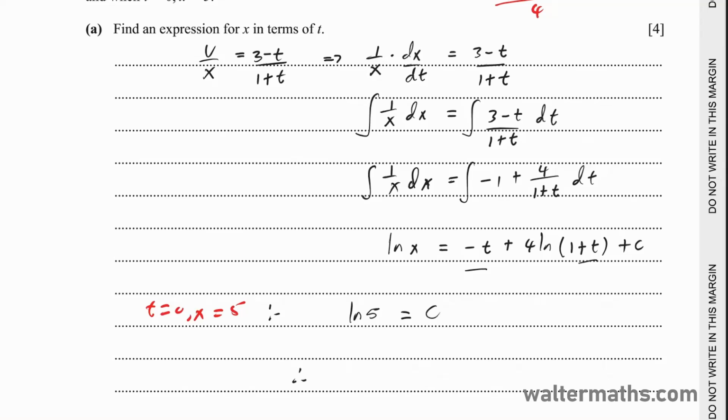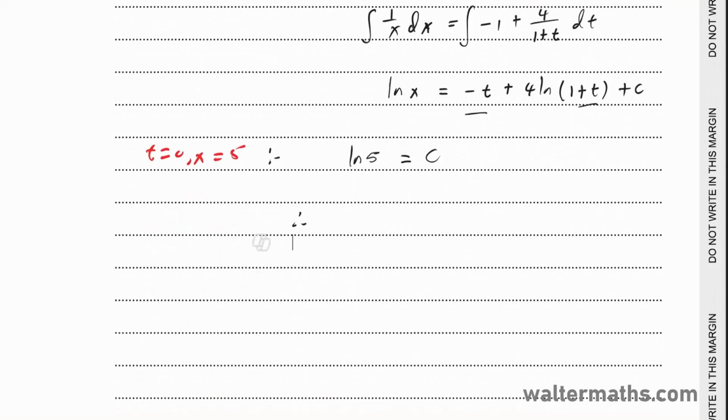So therefore, we can say that ln x is equal to minus t plus, this part I'll write it as ln of (1 plus t) to the power of 4, and that's plus c, which is plus ln 5 that we got. So that's now our particular solution.